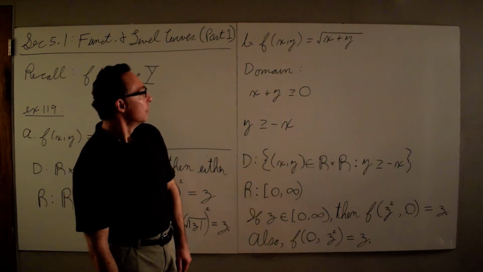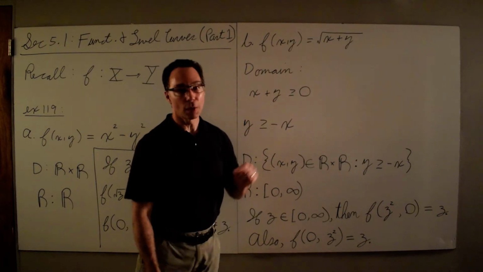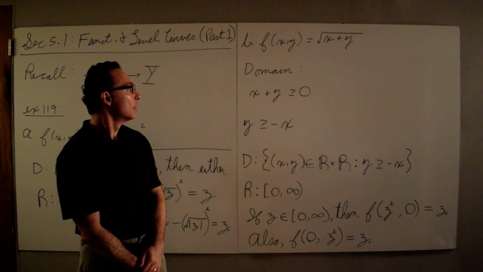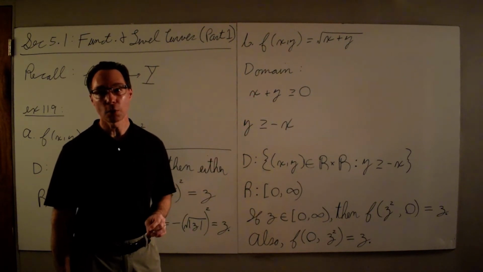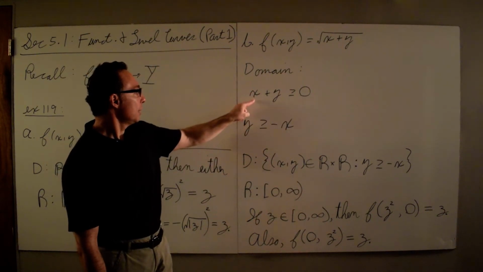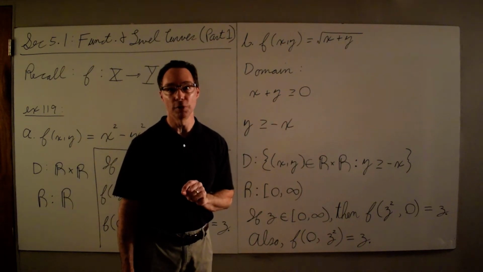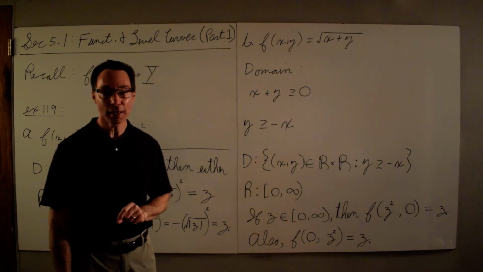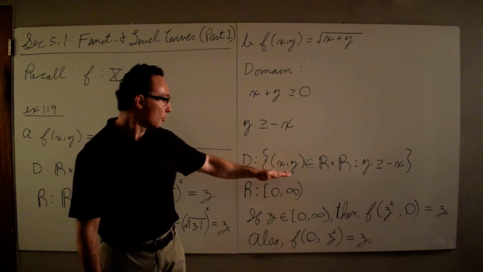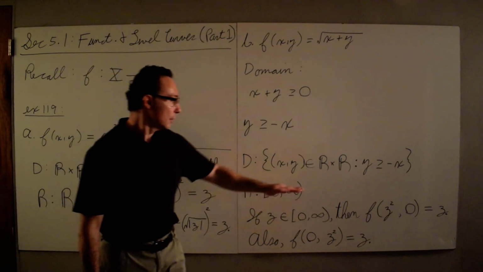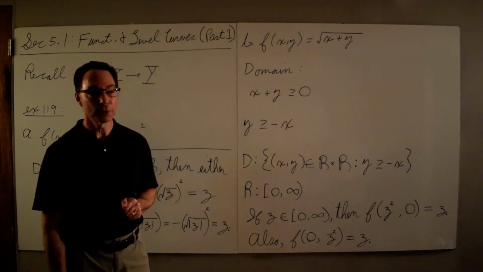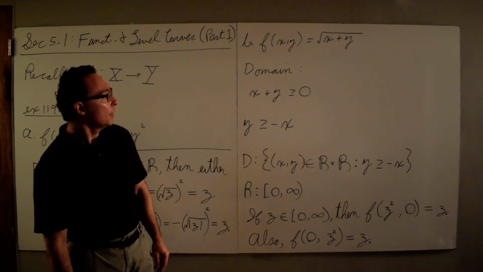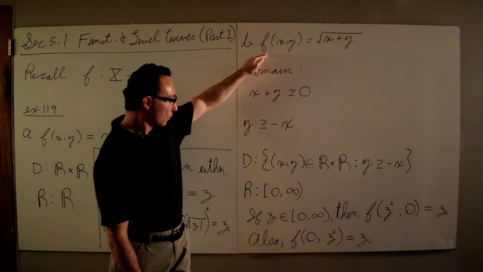For part B, f of xy is the square root of x plus y. What's the domain? Well, we don't take square roots of negative numbers. So we need x plus y to be greater than or equal to 0. That means y is greater than or equal to -x. So our domain is the set of pairs xy in R cross R such that y is greater than or equal to -x. Our range is going to be the non-negative real numbers.